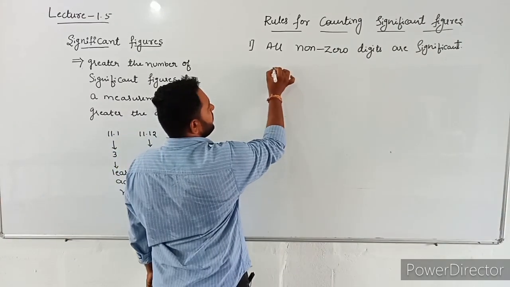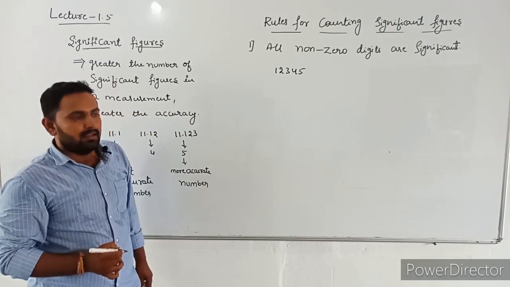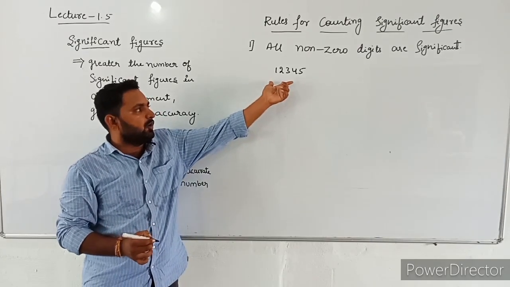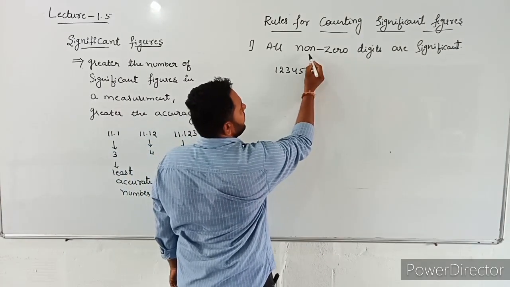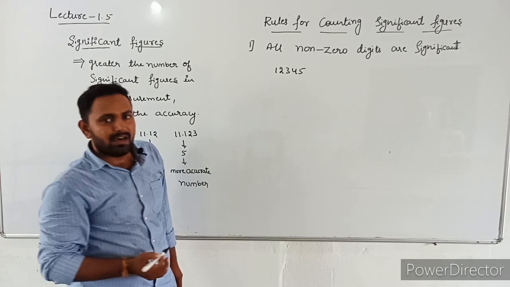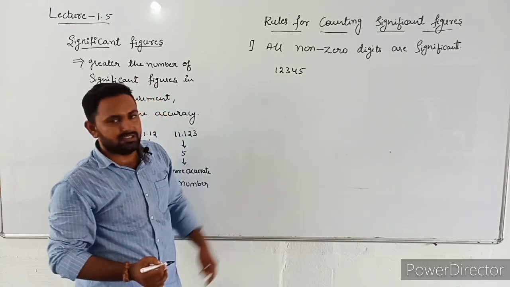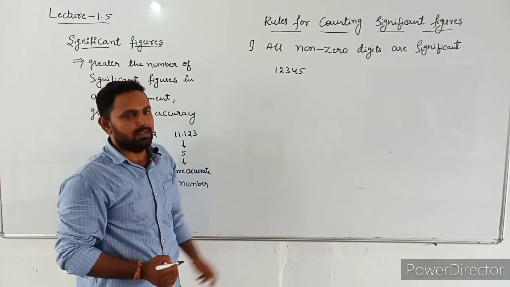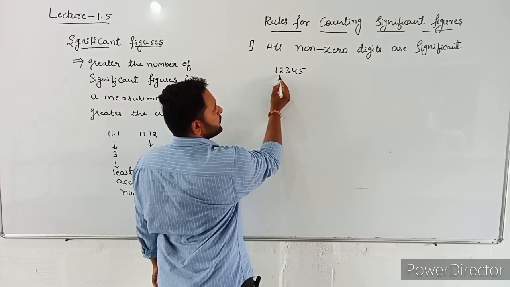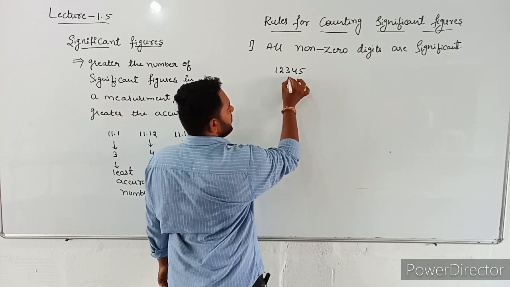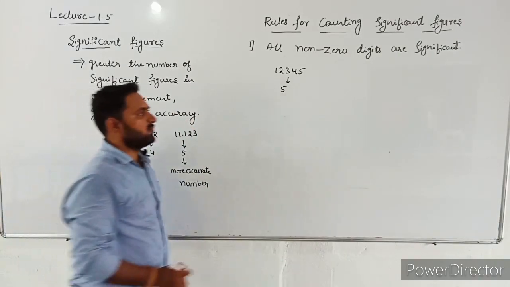Let us check one example. For example, 1, 2, 3, 4, 5. This is one number. Now calculate how many significant figures are present in this number. According to this rule, all non-zero digits are significant, right? Non-zero means what? Digits other than zero. Here, all digits are non-zero. That's why now count the number of digits: 1, 2, 3, 4, 5. Now tell me how many significant figures are present in this number? 5.